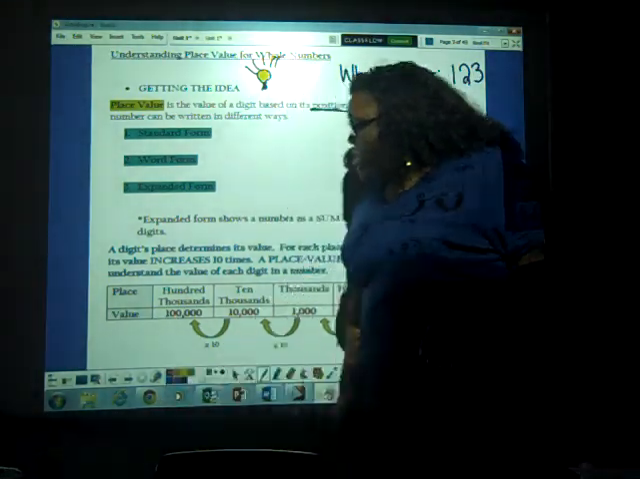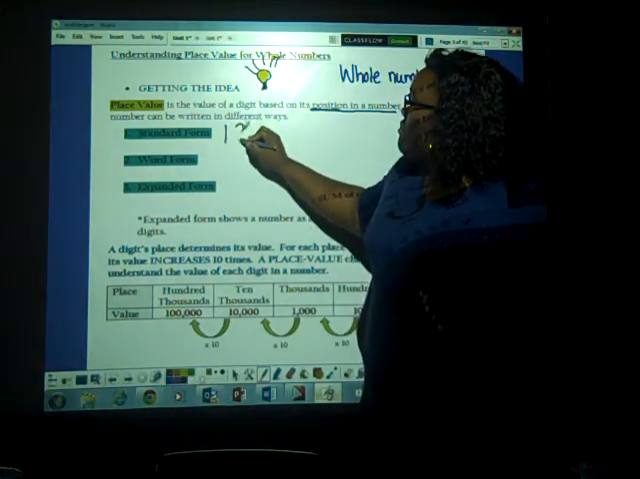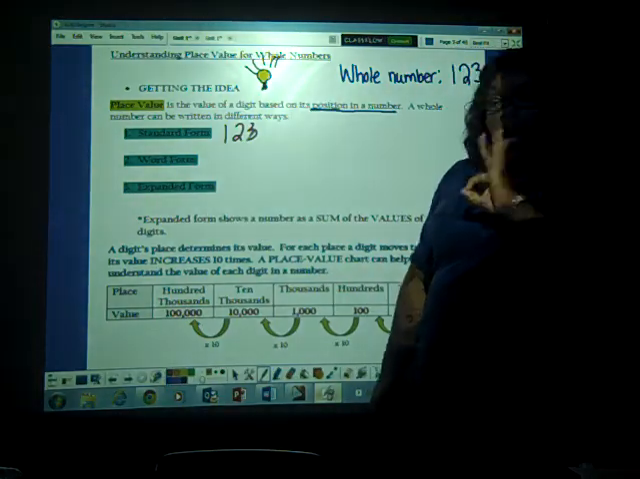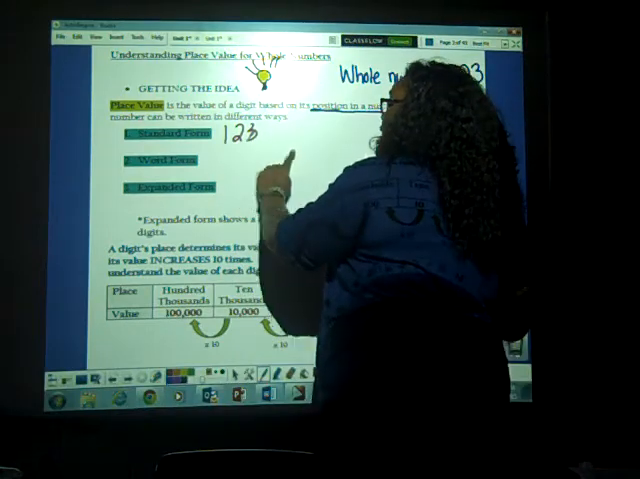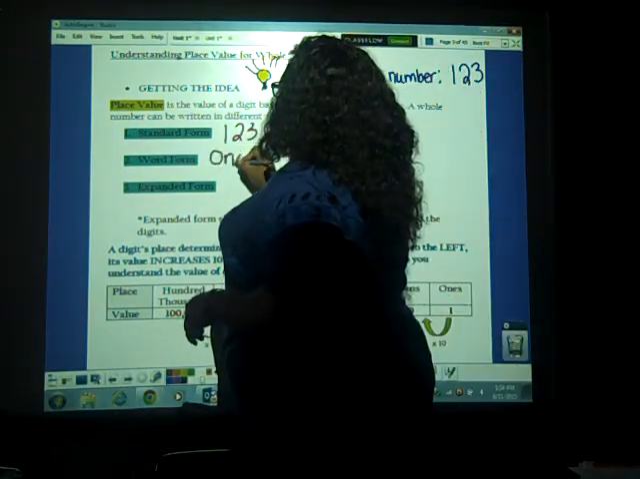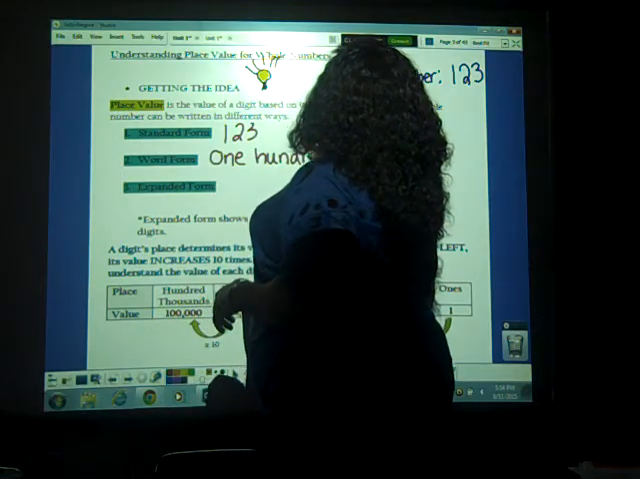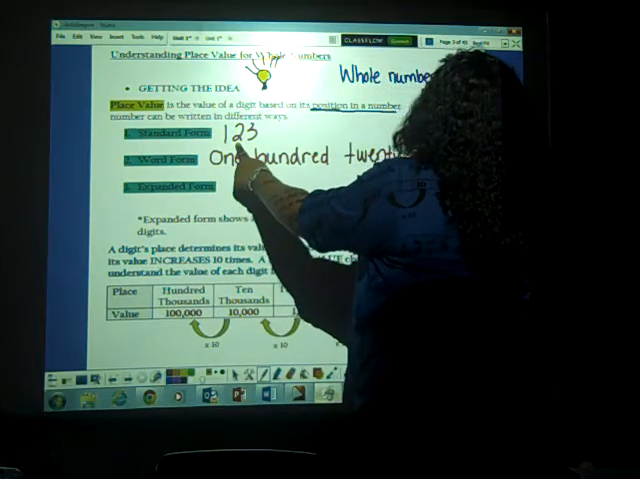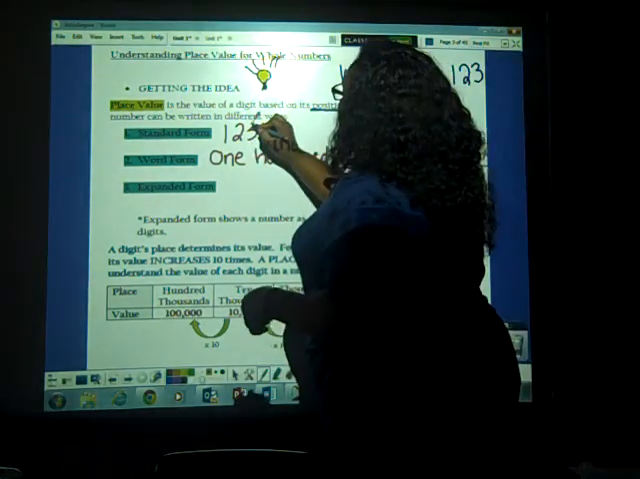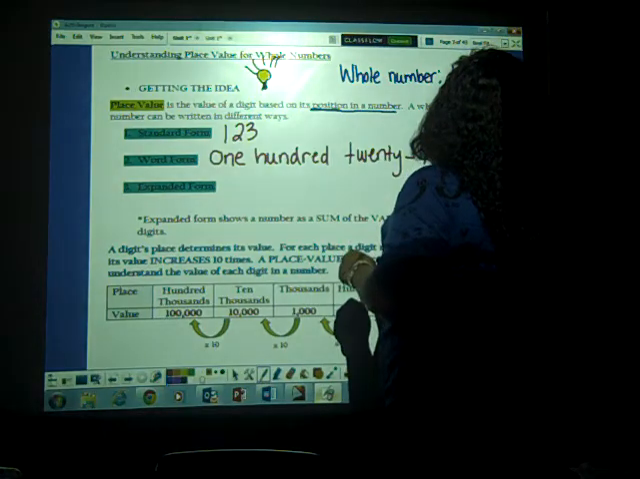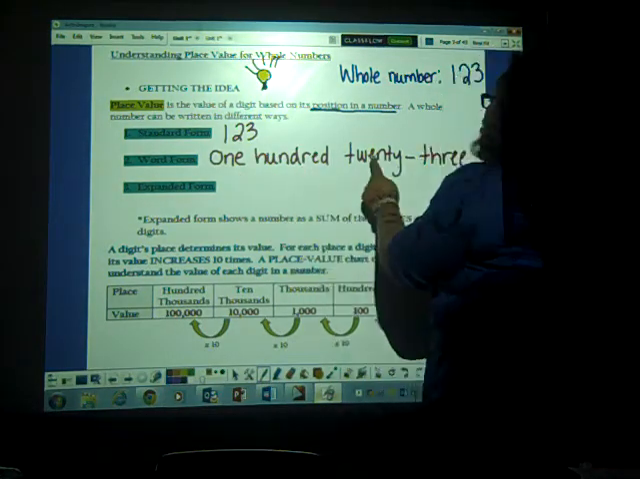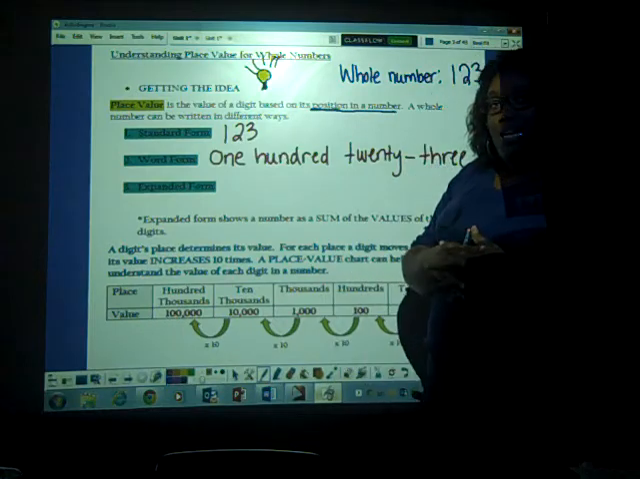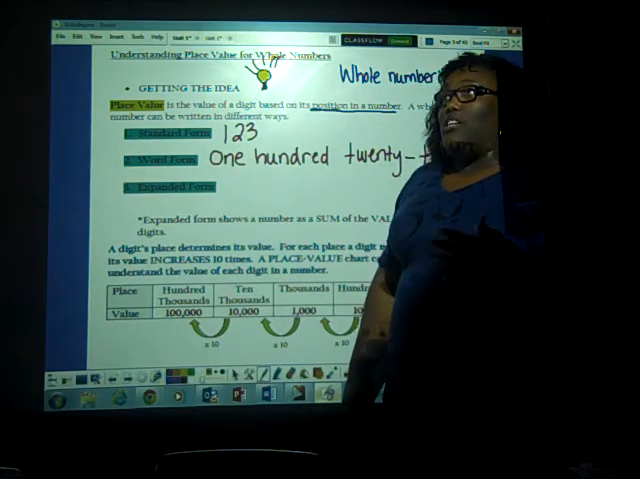So we're going to write this 123 in standard form. 123, look at that. Now we're going to write it in word form. So the 1 in 123 is 100. The 2 is in the tens place value, that represents 20. The 3 is in the ones place value, let me make that 3 a little bit better. And that 3 is in the ones place value. One hundred twenty-three. Now, I know some people, when they're reading multi-digit whole numbers like this, they'll say "one hundred and twenty-three."